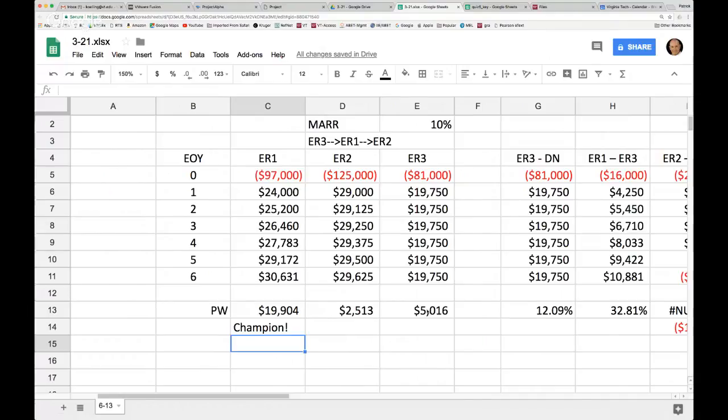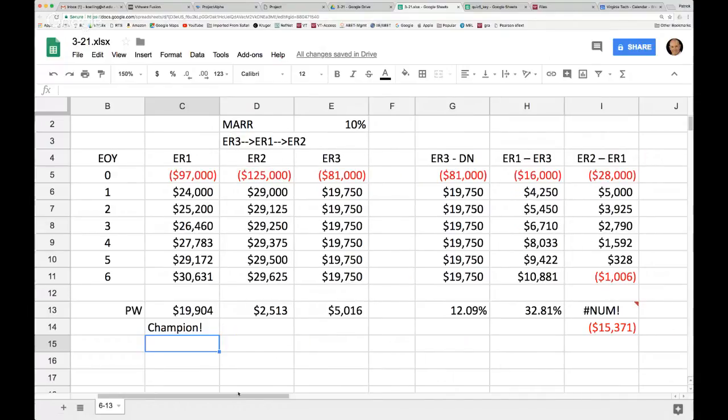I hope that makes sense, that you understand how all that works. For each of these problems, we can work through them that way. That is, start with the smallest, compare it to do nothing first, make sure that it's acceptable. If it's not acceptable, if ER3 had not been acceptable, we would have just gone to ER1. We would not have compared ER1 to ER3 because ER3 is not acceptable. We would have compared ER1 to do nothing. You do that until you get the first king of the hill, right?